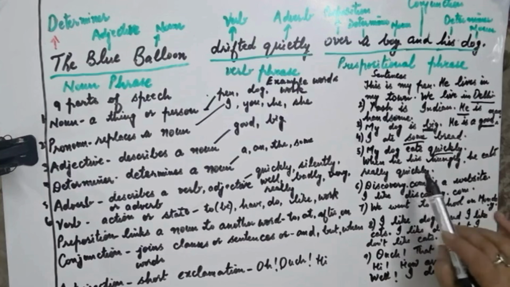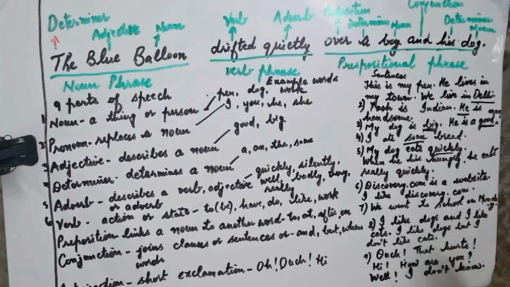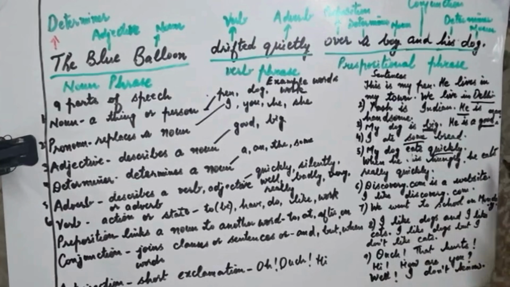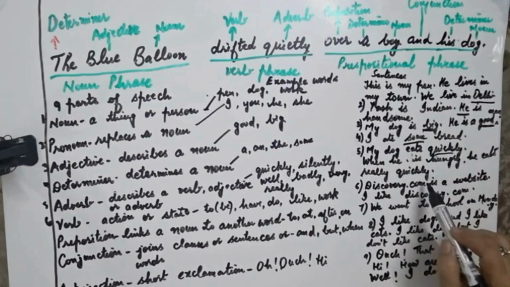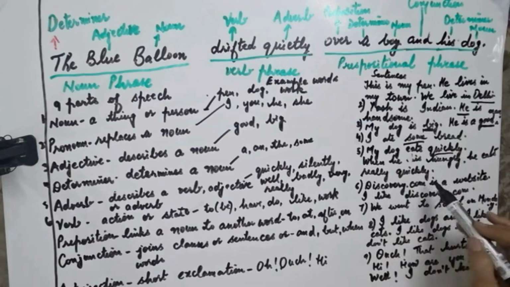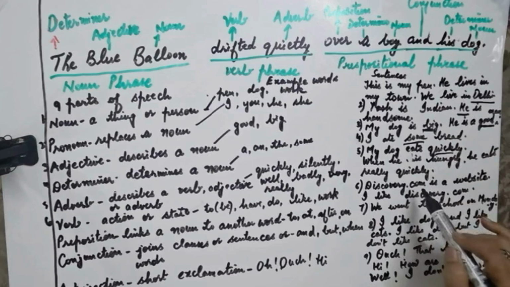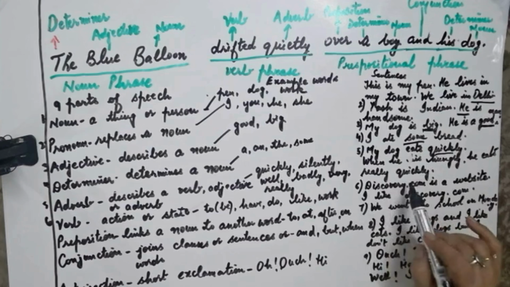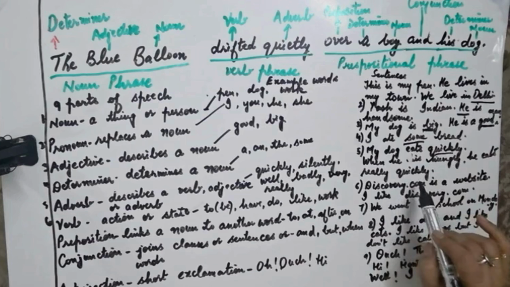When he is hungry, he eats really quickly. Here, really is describing an adverb. Like when he is hungry, he eats really quickly.